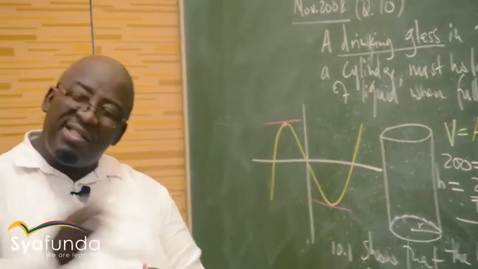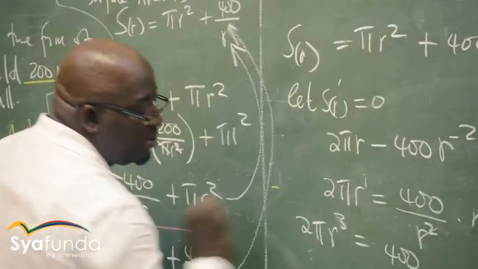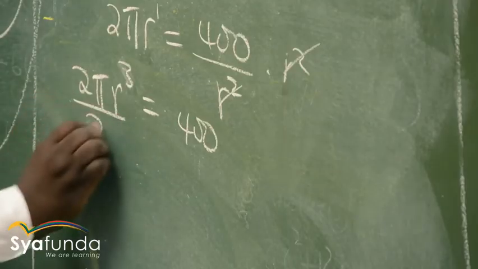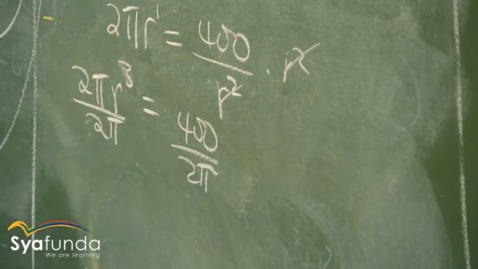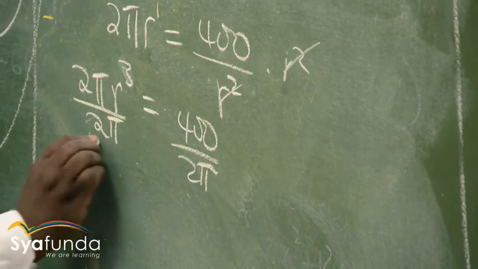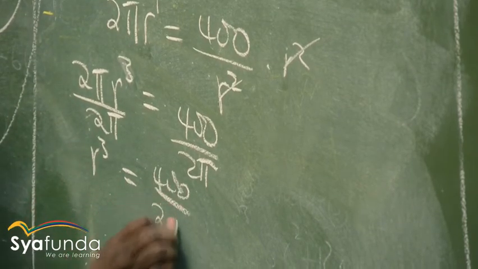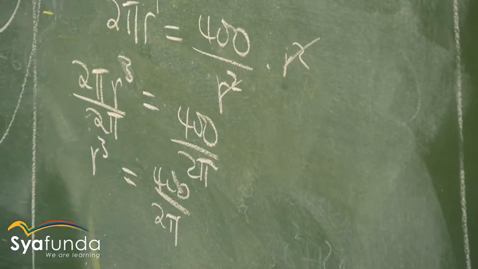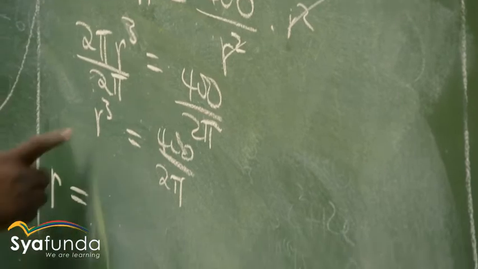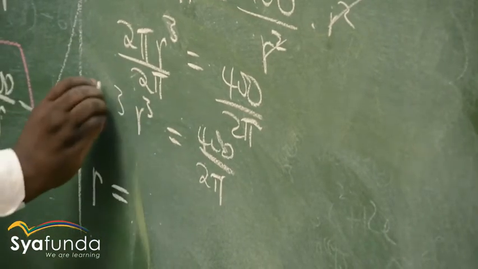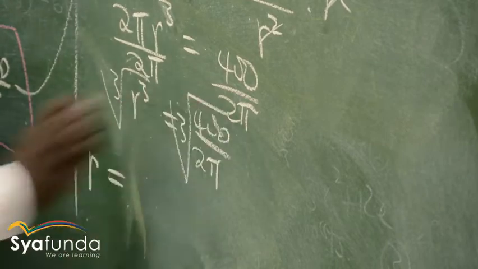We're starting with this coefficient of r cubed. So if I divide by 2 pi this side, I've got to divide by 2 pi that side. What are we left with? We're left with r cubed equals 400 over 2 pi. But that's not what we're looking for. We're just looking for r. So in this particular case, how do I get rid of this cubed? I put a cube root on both sides. So I've put a cube root on this side as well.